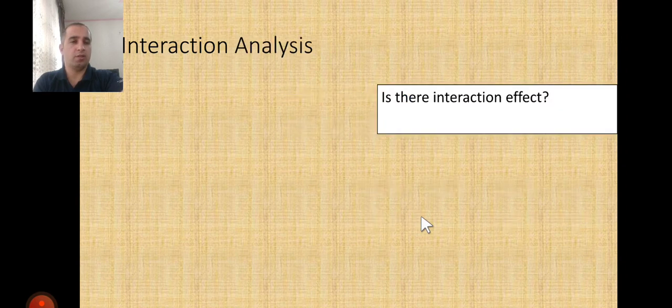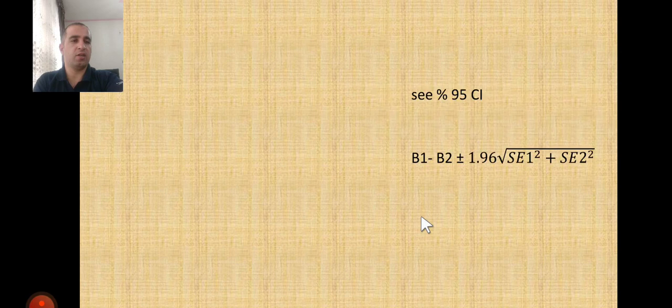So to see if there is an interaction effect between gender and smoking, we have to estimate the confidence interval of the difference between the coefficients. This is the formula that we can use. The key point is that this formula, which is used to estimate the confidence interval of the difference in the effect, uses the coefficients, not the odds ratios.